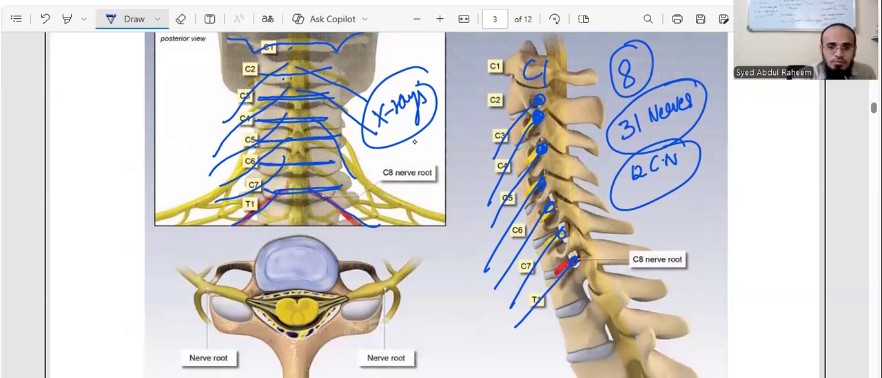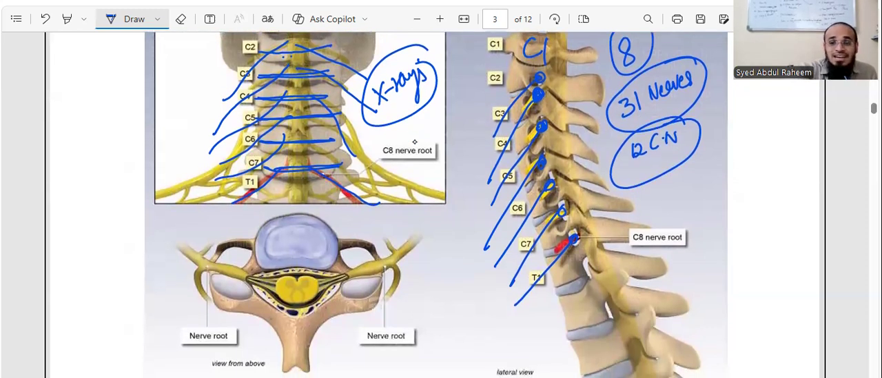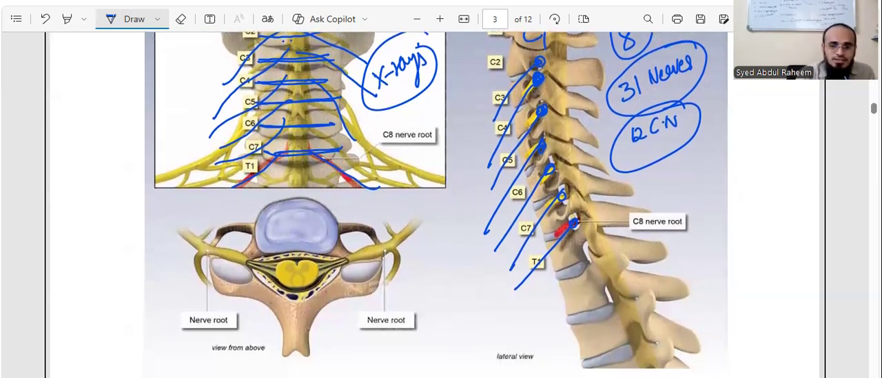You can see this from the sagittal section. This is called the sagittal section. Okay, one vertebra is taken, and its structure is shown here. Okay, you can see this is the spinal nerve. This is the spinal nerve. This is the disc. Okay, this is the spinal cord.